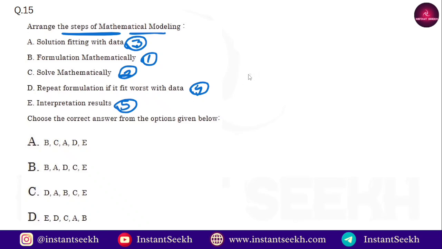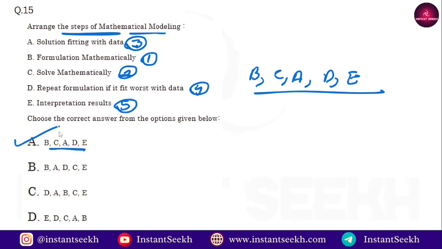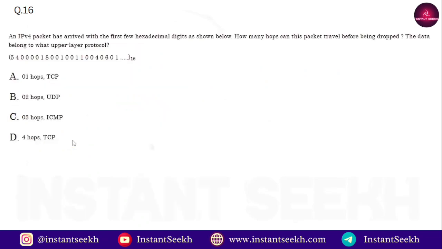Okay, so the correct sequence will be first we formulate mathematically, then we solve mathematically, then the solution fitting with the data is identified, that is option A, then repeating the formulation if it fits worst with the data, that is option D, and at the last interpretation of the result. So the correct pattern is B C A D E. That is your option number A, your right answer. Let's move on to the next.